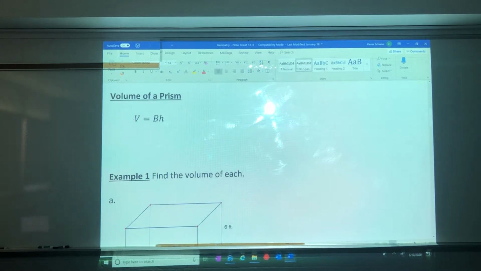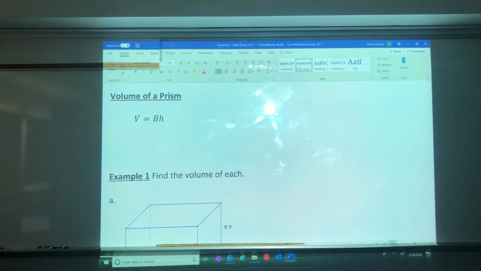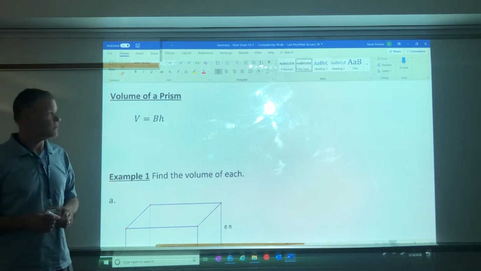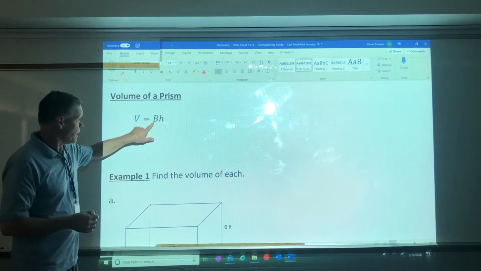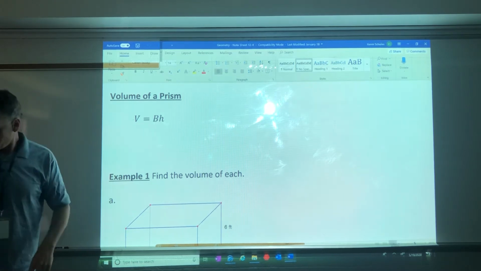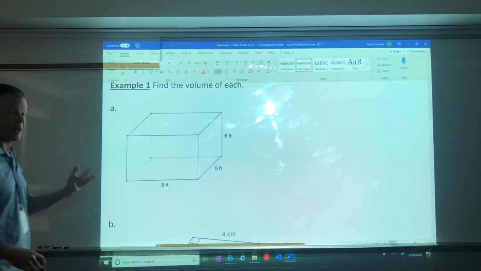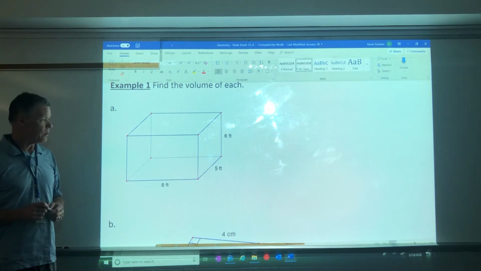To find the volume, basically all you're going to do is get the area of the base, and we're familiar with that. We found the area of the base, which was the B, times the height. Sometimes people say length times width times height, but your length times width is your area, your big B. This is pretty basic, something you've seen before, but not something we're going to skip over.